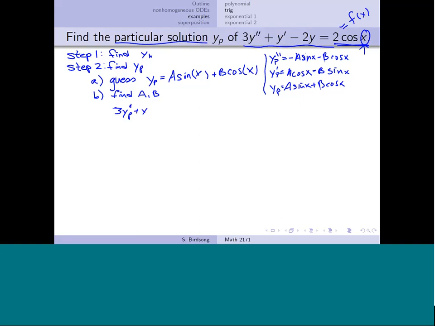All right, so let's go ahead and plug this stuff in. I'm going to go ahead and title what we're doing. That way we know what we're plugging in. So we've got 3 times the second derivative. Our second derivative of our guess for a particular solution is negative a sine minus b cosine. Then we add the first derivative, so that's a cosine minus b sine. And last term is subtract 2 times the original guess, so that's minus 2 times a sine plus b cosine.